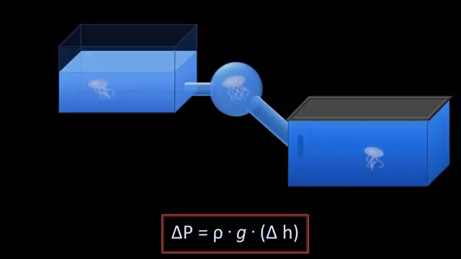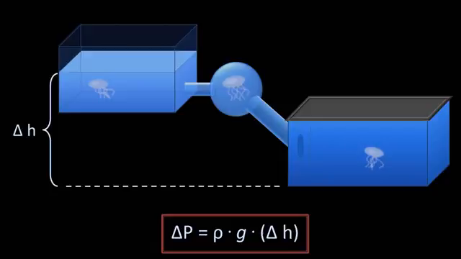If I wanted to know what the maximum water pressure was at the bottom of the system of tanks, the only thing that would matter is the total vertical distance between the top and bottom. The shape of the tanks, the volume of the tanks, the width and length of the connecting tubes are all irrelevant.